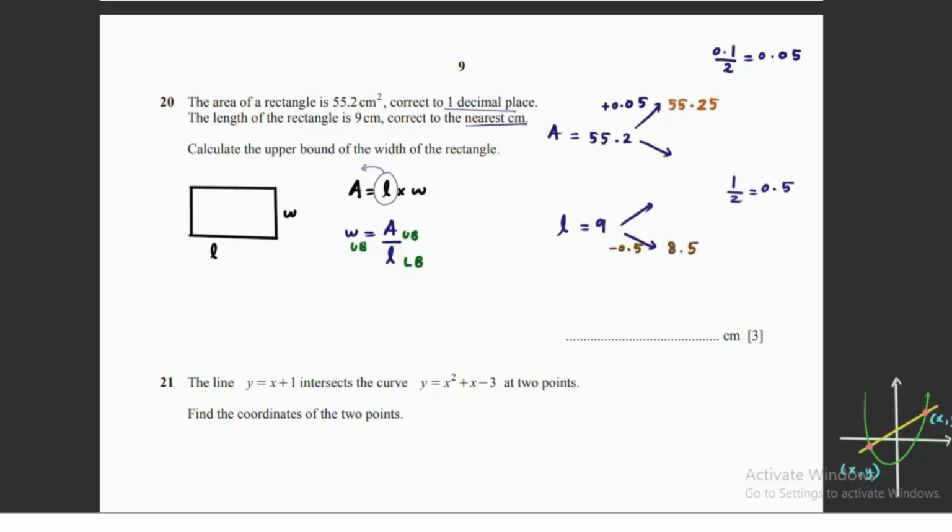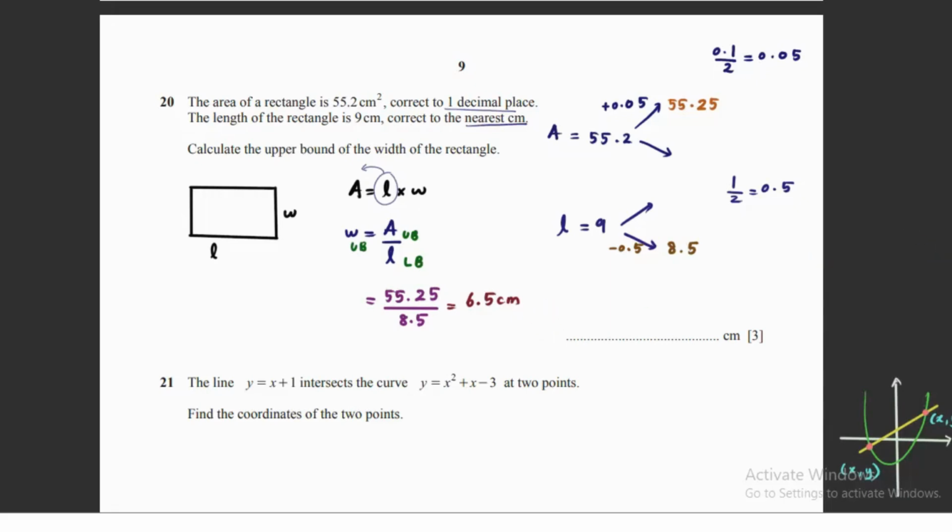Now, I will have to use the upper bound of A and the lower bound of L to calculate the upper bound for W, which means 55.25 has to be divided by 8.5. So when we divide 55.25 by 8.5, the answer that we end up getting is 6.5 centimeters. This will be the upper bound for W.